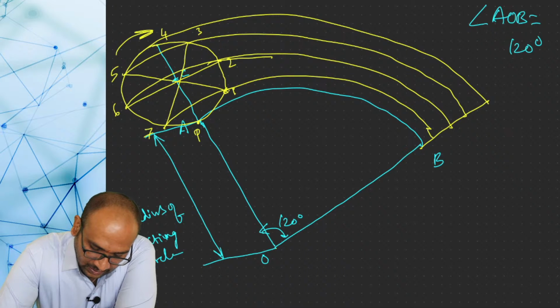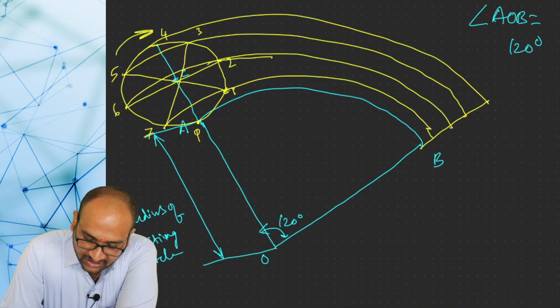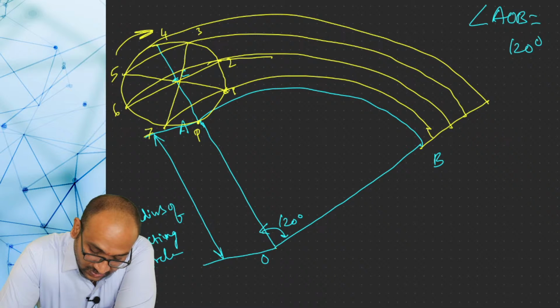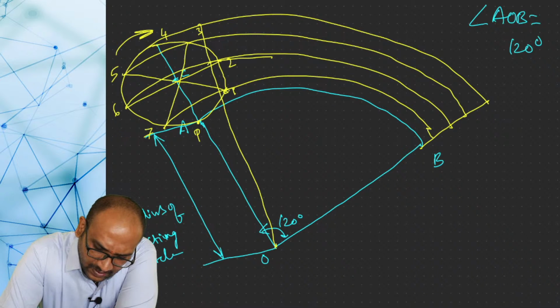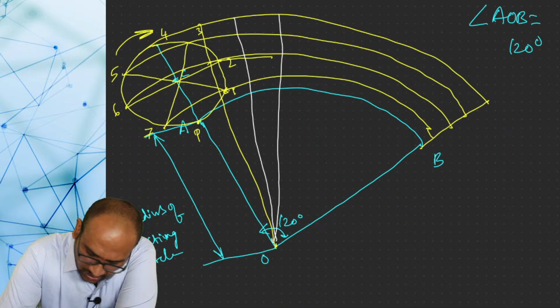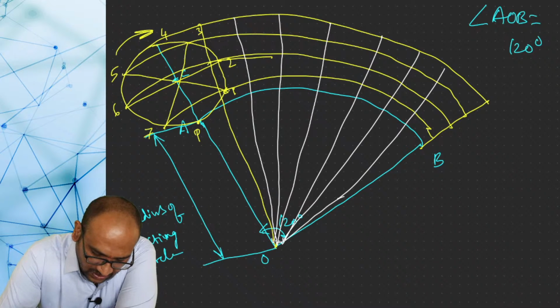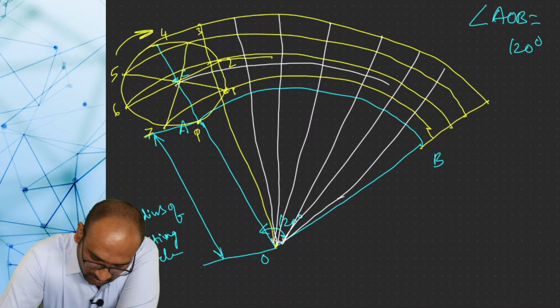Next, you divide this arc AB also into 8 equal parts using the trial and error method. This is 1, 2, 3, 4, 5, 6, 7 and 8. Next, from the center you also have to draw another arc. It will also come like this.